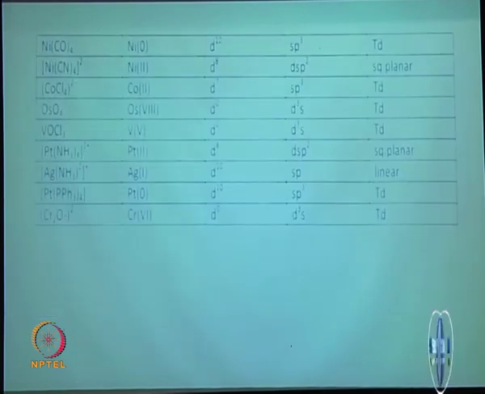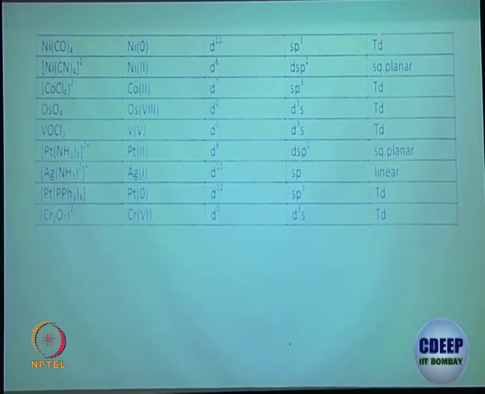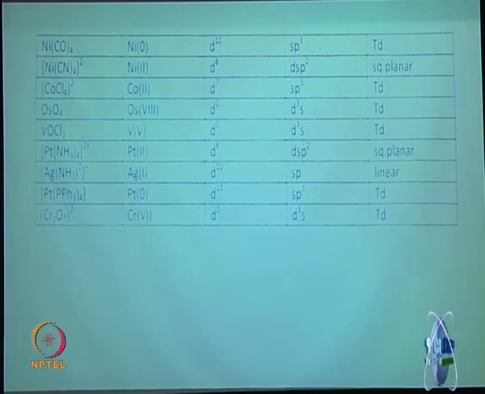Okay. Now most of them are clear cut: tetrahedral, square planar, linear, tetrahedral, tetrahedral. Linear is that silver ammonium where another molecule will be coordinating. Anyway, you should be able to find this out by whatever you have done earlier.